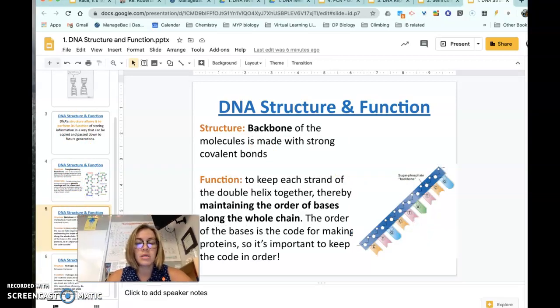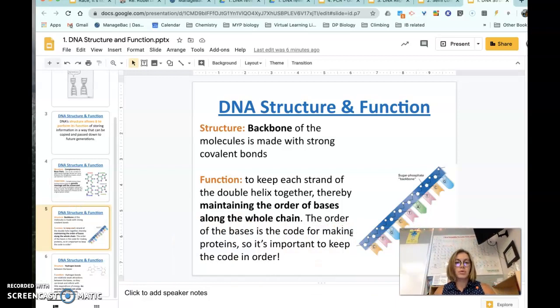the next part that allows for DNA to replicate itself is its backbone. And this backbone is made up of molecules with strong covalent bonds. So that's between those sugars and phosphates. This allows it to keep each strand of the double helix together. This maintains the order of the bases along the whole chain.